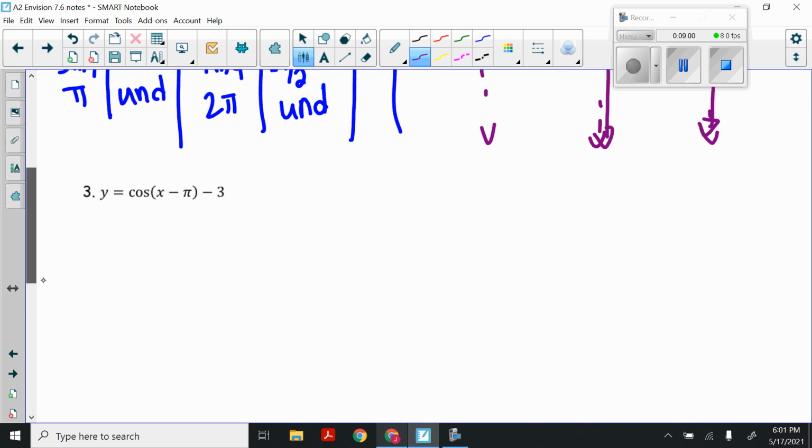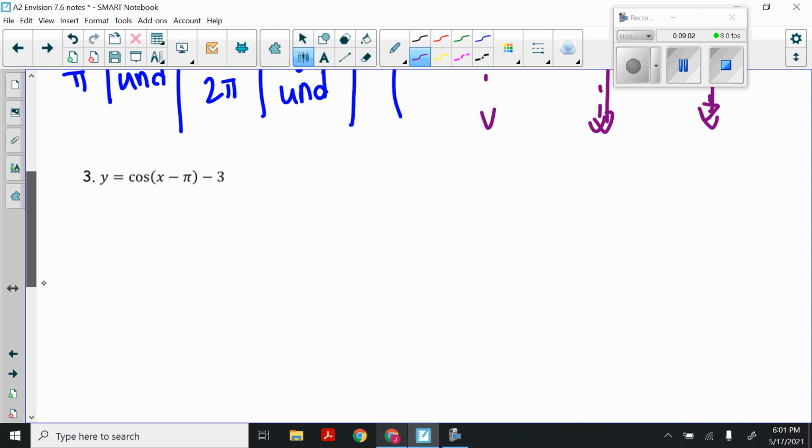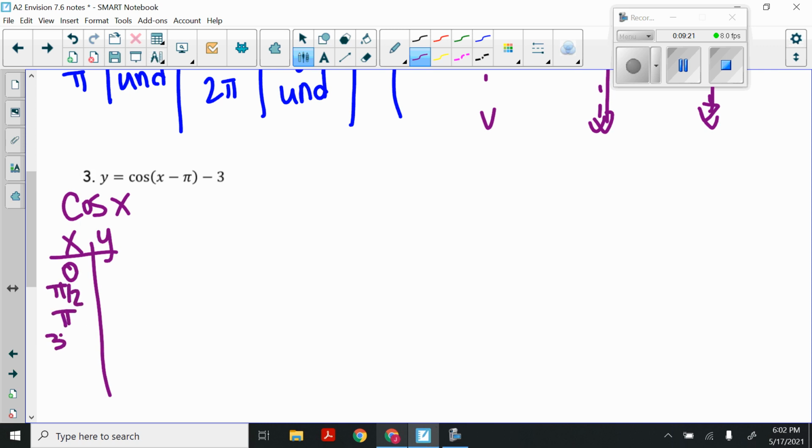Let's look at number 3. Y equals the cosine of x minus pi minus 3. Again, I see my period hasn't changed. So let's just do the cosine of x. Let's make a table for the cosine of x. I know that my cosine, if I was graphing my regular cosine, I would have 0, pi over 2, pi, 3 pi over 2, and 2 pi are quadrantals. At 0, my cosine is 1, pi over 2 is 0, pi, -1, 3 pi over 2 is 0, 2 pi, we're back up to 1.